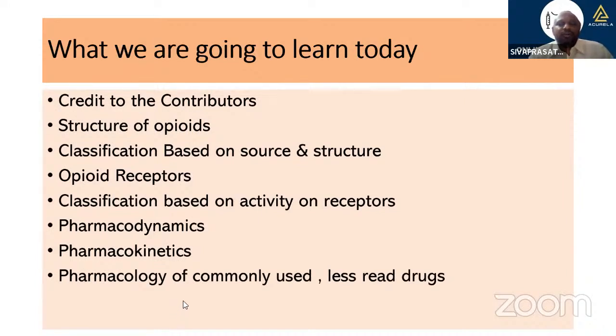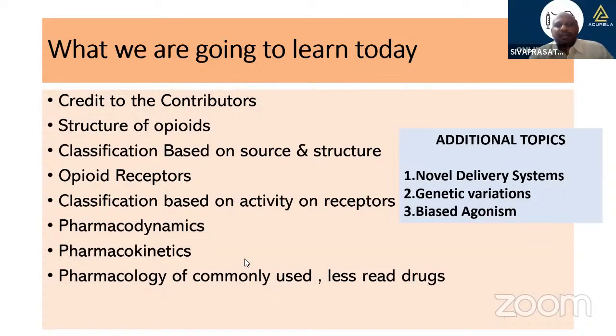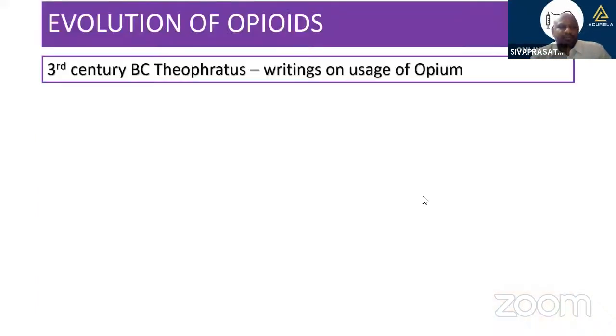pharmacology of commonly used drugs. See, I'm not going to talk about all the drugs because you will go into narcosis. We'll look into the pharmacology of some commonly used but less read drugs. And additionally, if I have time, I'll cover novel delivery systems in the opioids, genetic variation and how the response to opioids varies among individuals, and a new field of interest called biased agonism. So let us move on to the topic.